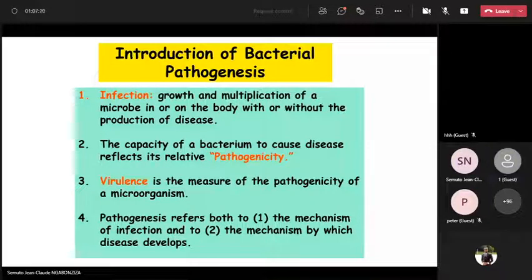Yes, sir. So infection is when the microbe is in or on the body, but also growing or multiplying in the body. They may cause disease or not cause disease, but they are there and they are able to grow. They are growing. That is called infection.